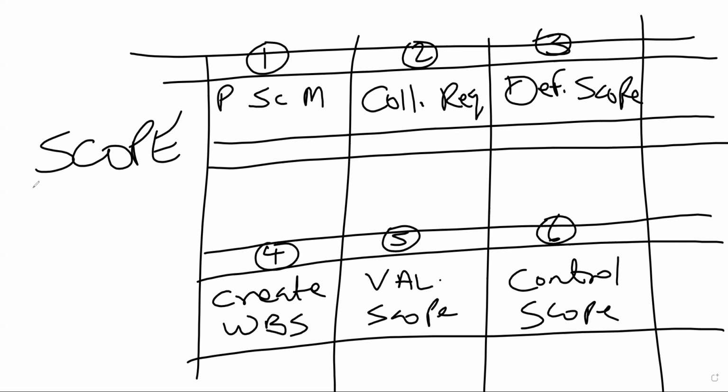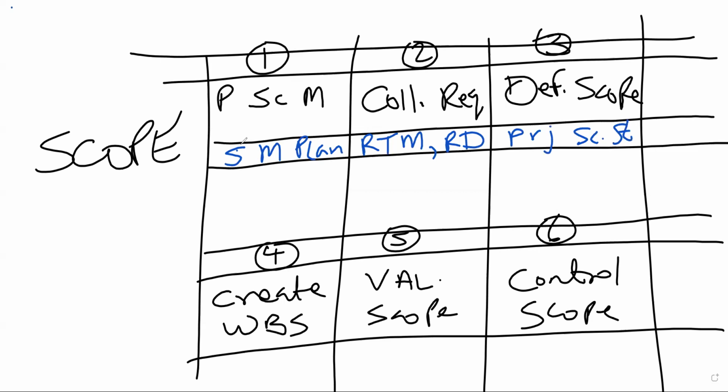Now, you know what's going to happen next. It's time for you to tell me what you get out of each one of those processes. So let's start off with plan scope management. What do we get out of that? We get the scope management plan. What do we get out of collect requirements? We get a requirements traceability matrix and requirements documentation. What do we get out of define scope? We get a project scope statement.